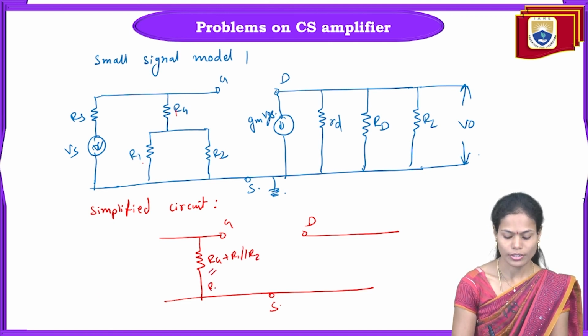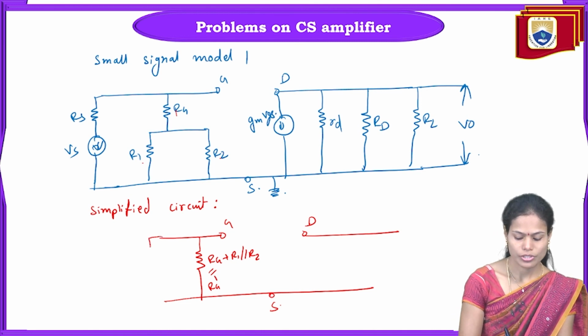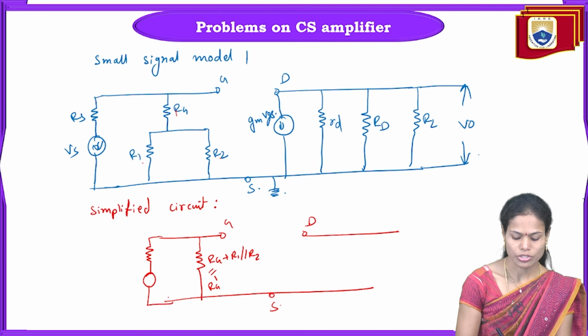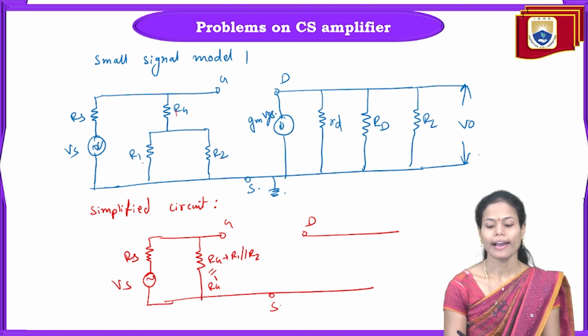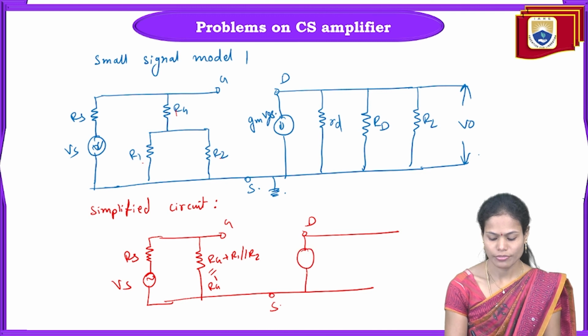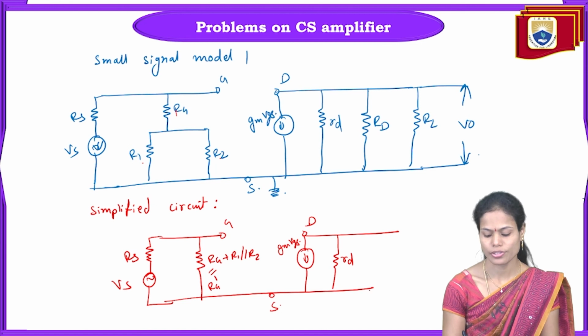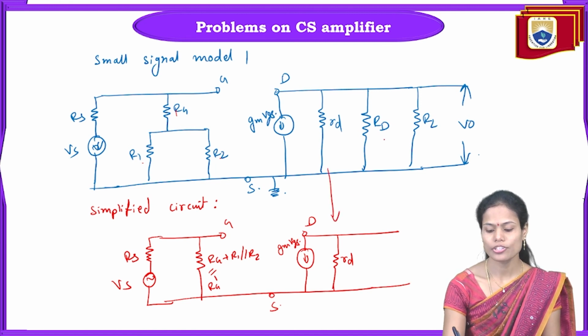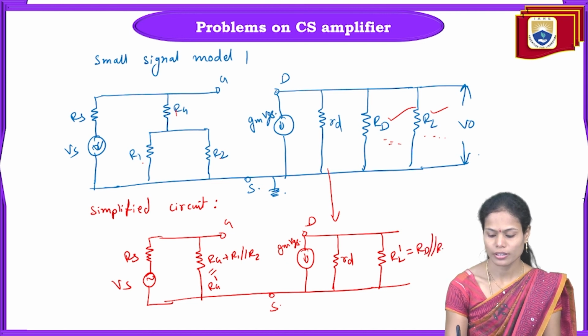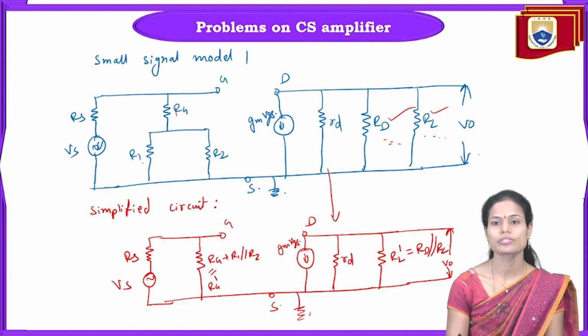So overall I can write it as RG dash, and this source resistance RS as well as source voltage Vs I am keeping as it is. While coming to the output side, this gm VGS is as it is, and the body resistance we cannot consider among the normal resistances, so I am keeping that as it is also. But these two resistances are in parallel, so I can write RL dash equal to RD parallel with RL, the parallel combination of these two resistances. Here it is V0 voltage. So this is the simplified circuit.